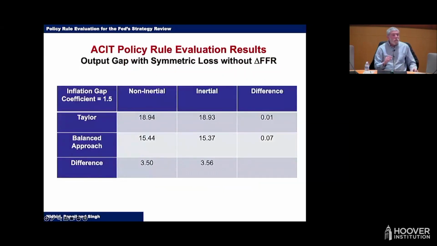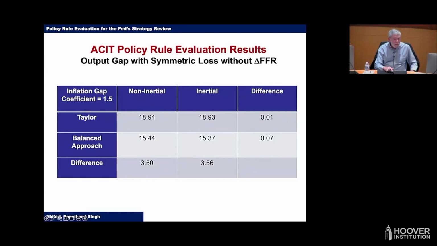Okay. Now, what about the ACIT policy rule evaluation? The first thing is we're taking the inflation gap coefficient of 1.5 to show here, and again, the choice of coefficients is arbitrary. We're doing a range of coefficients. You could do other coefficients, but the point from this slide is, again, very similar to the traditional rules: the balanced approach does much better than Taylor rules, and the differences between non-inertial and inertial are tiny.